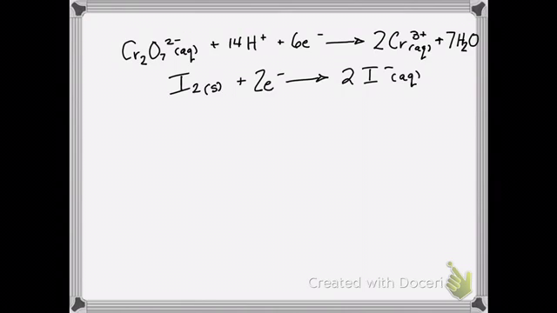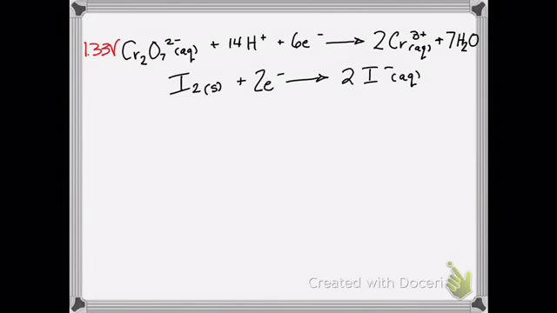I've actually got that sitting right next to me, and if you're curious, this is on page 857 of your textbook. So let's go ahead and look up some of these values and see what we've got going on here. This Cr2O7 has a reduction cell potential of positive 1.33 volts. Now let's check on this iodine.